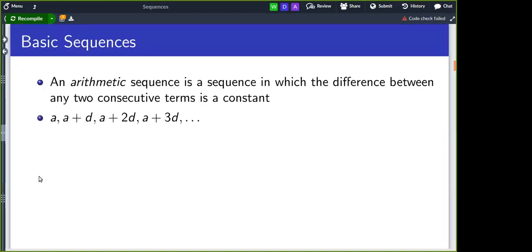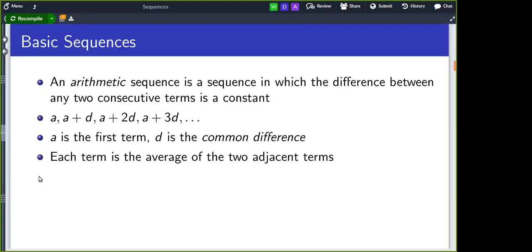Yep. So we can write the terms of an arithmetic sequence as a, a plus d, a plus 2d, a plus 3d, and so on, where a is the first term and d is what we call the common difference. And a helpful tip that can help you calculate the terms of an arithmetic sequence is that each term is the average of the two adjacent terms.